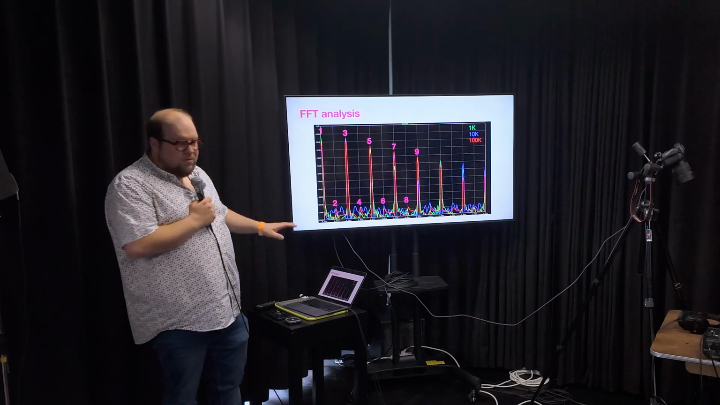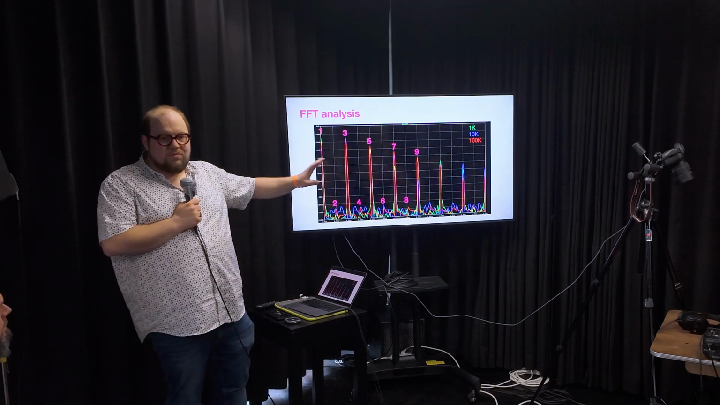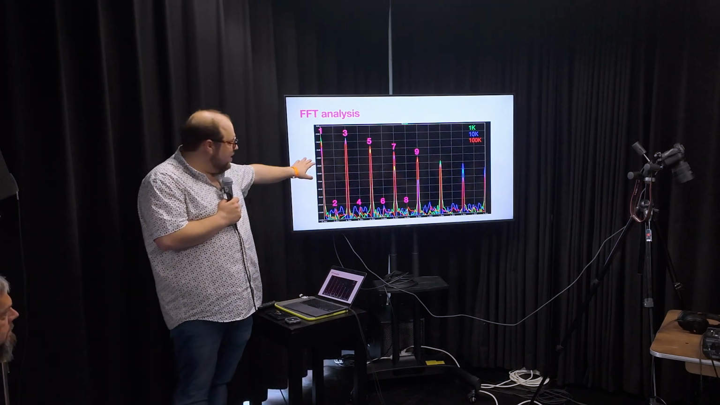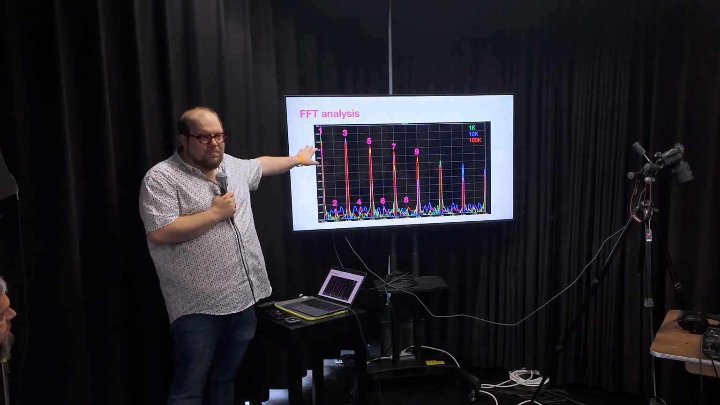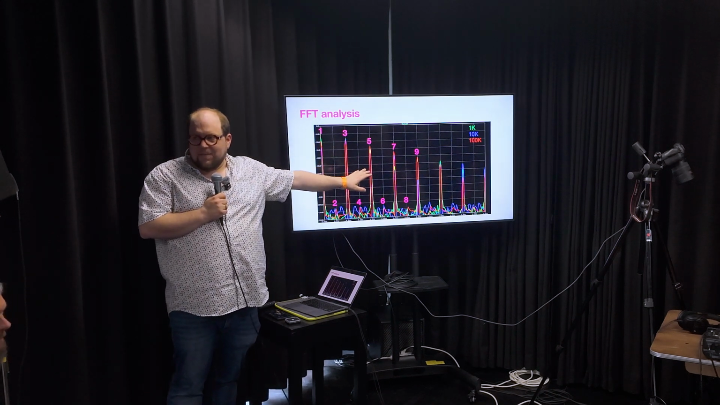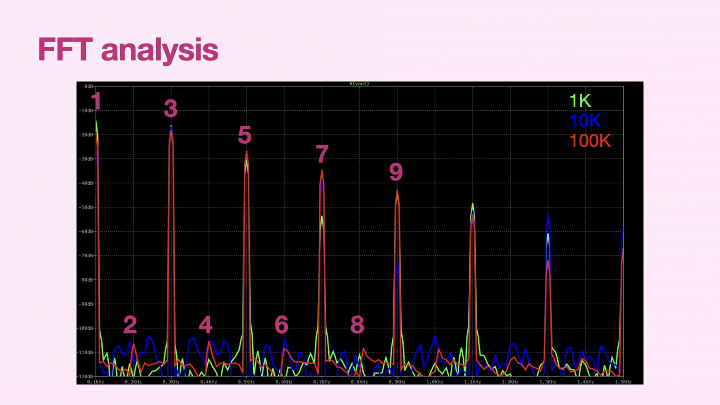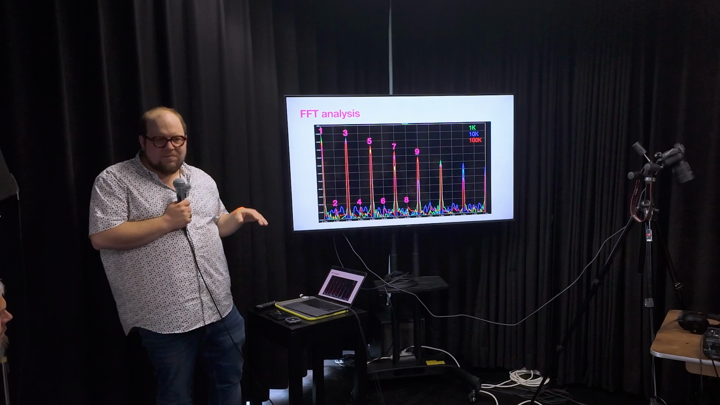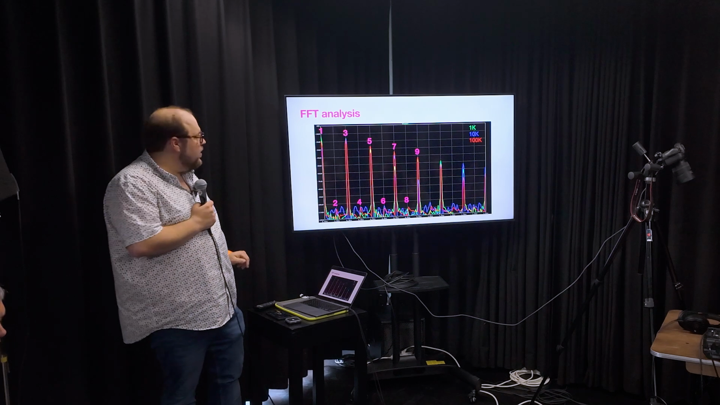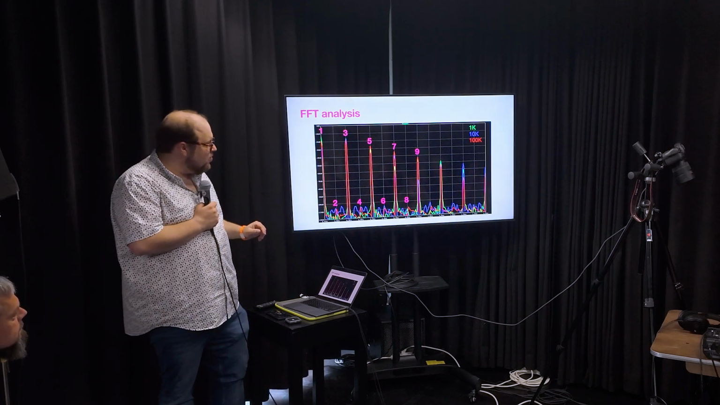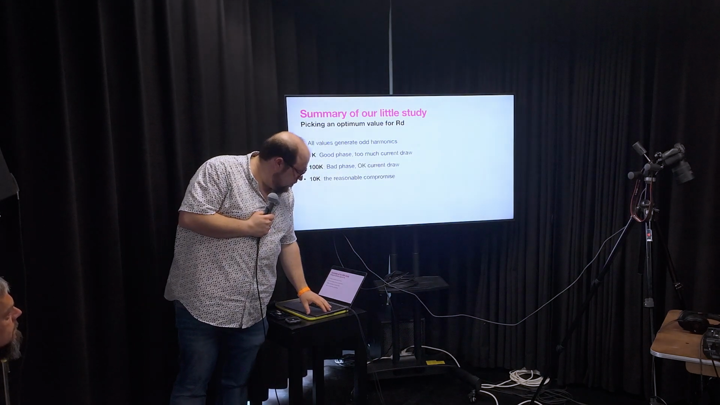And then we do an FFT analysis of the output wave shapes, and there you can see, and this is kind of interesting, that mainly odd harmonics are coming out. There are no even harmonics, only odd harmonics. And the different values all yield odd harmonics. They're a little bit different mixes, but functionally, all three of them could be usable.